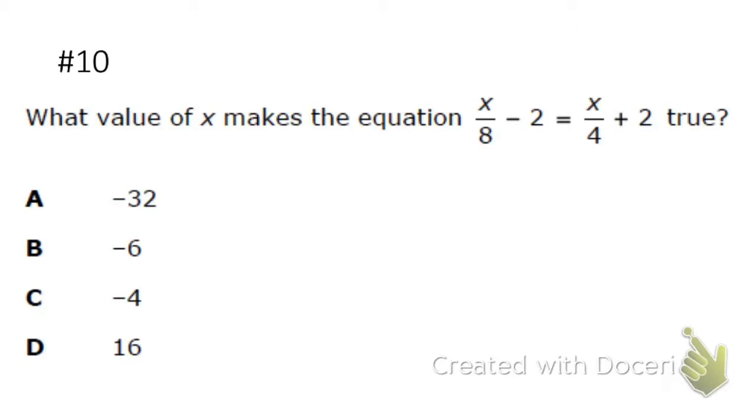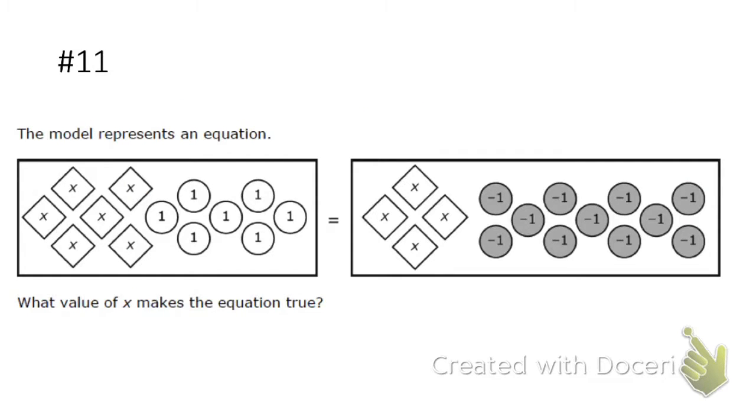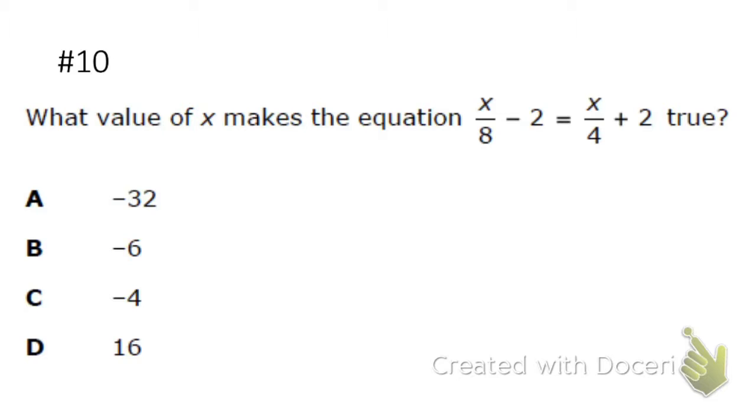Next one, number 10, it asks what's the value of x that makes the equation x over 8 minus 2 equals x over 4 plus 2. When you do this problem, you need to be careful when you plug it in, because it needs to be exact. What I mean by that is when you plug in x over 8, you have to put it in exactly like that.